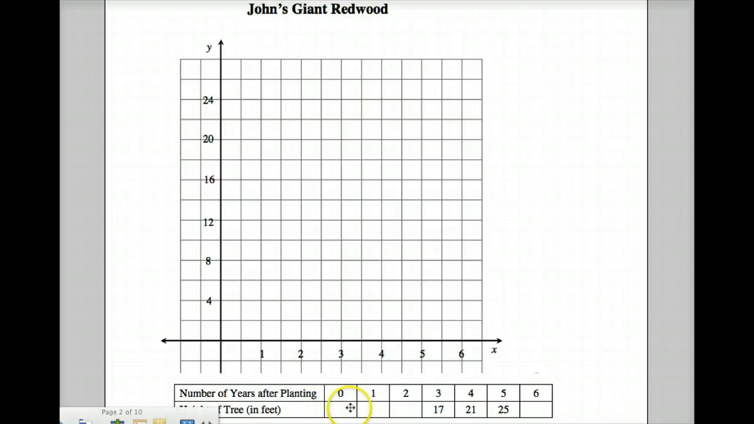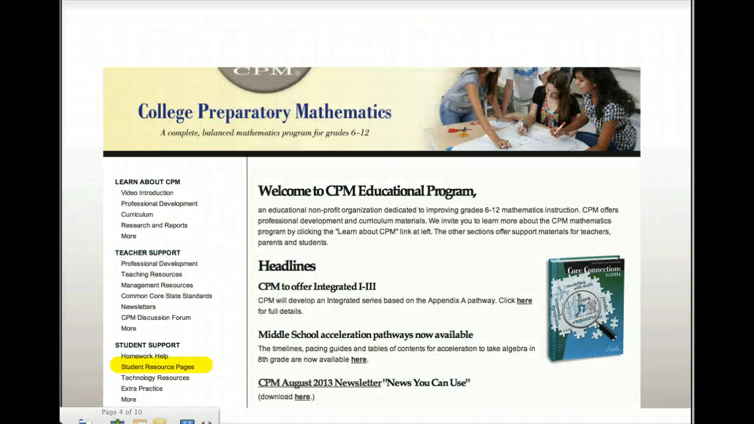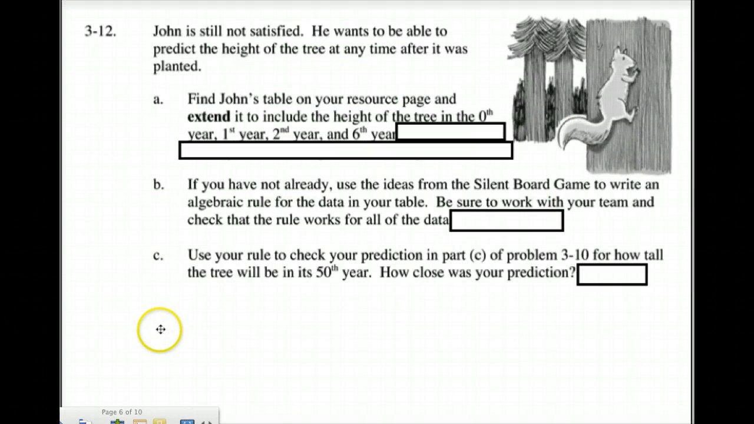So what you're going to have to do is fill out the table, and after you fill out the table, you're going to have to make the graph, and then also give a rule. That's going to be part of that lab sheet. Okay? So then you get to problem number 12.